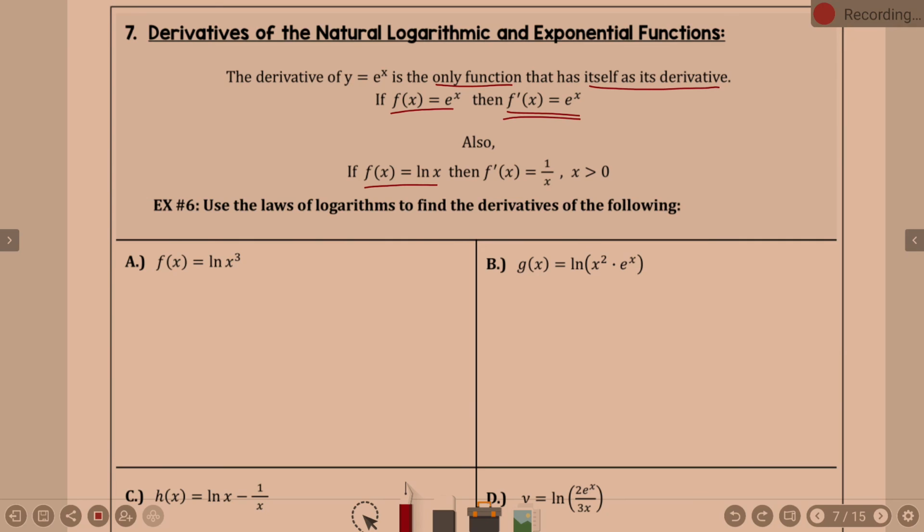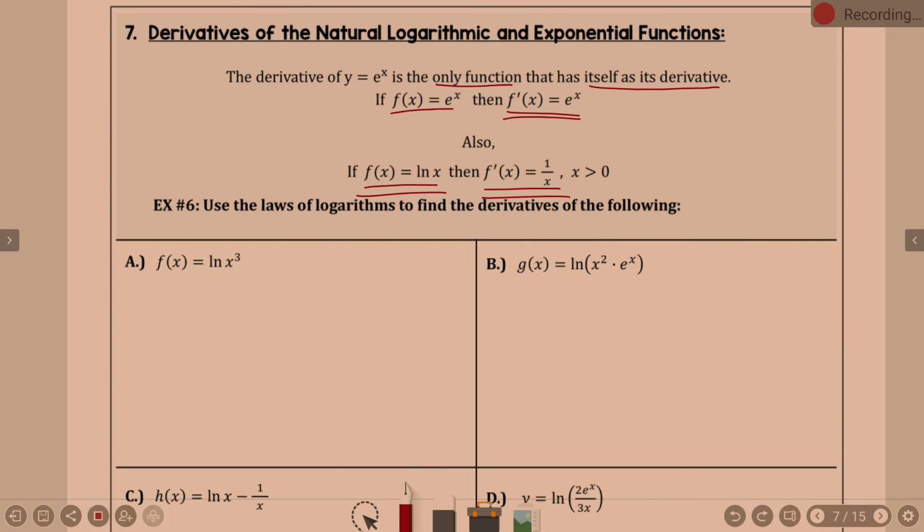This is only for natural log. Log base anything else has other rules. The derivative is 1 over x as long as x is positive, and that's just because in order for natural log to exist, x has to be positive.